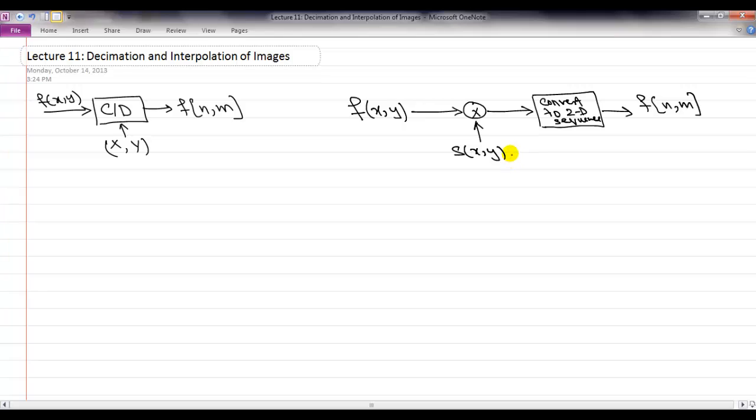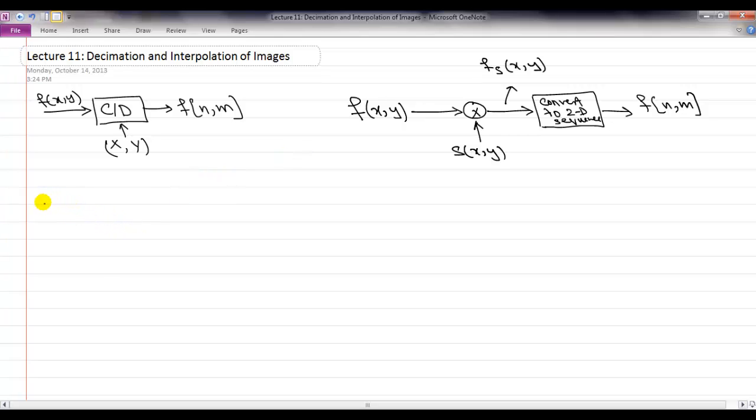The reason we did that was because, if we call the output of this multiplication f_s of x, y, we studied what the Fourier transform of this f_s of x, y looks like in relation to f of x, y. If we understand that, understanding how the frequencies in f of n, m relate to f of x, y becomes much easier. Okay, so let's look at what the Fourier transform for 2D discrete sequences looks like. And as you would expect, it's just a simple extension of the 1D case.